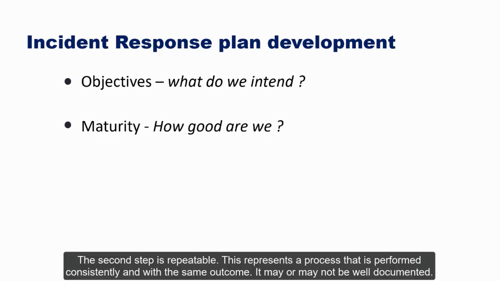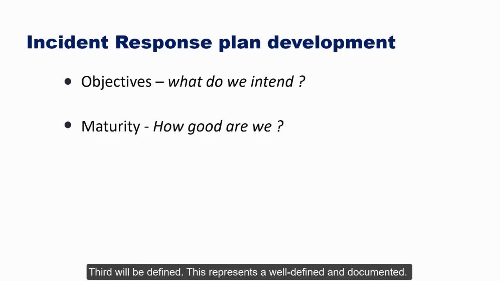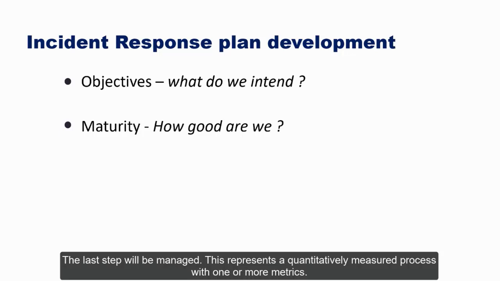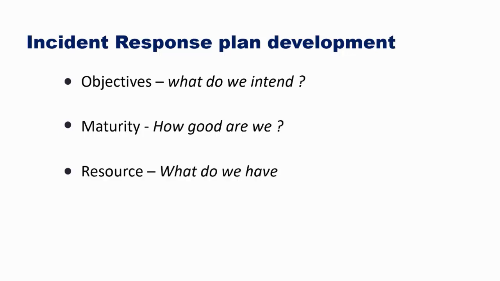The second step is repeatable. This represents a process that is performed consistently and with the same outcome. It may or may not be well documented. Third will be defined. This represents a well-defined and documented process. The last step will be managed. This represents a quantitatively measured process with one or more metrics.